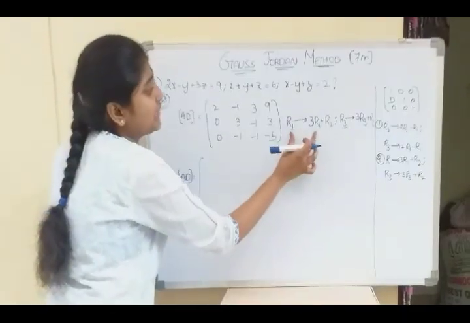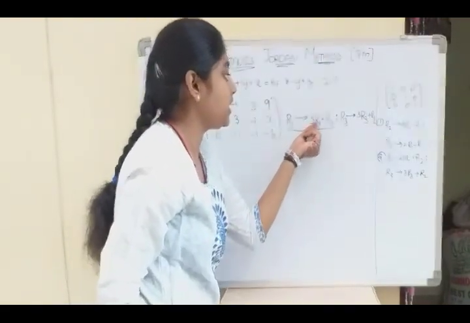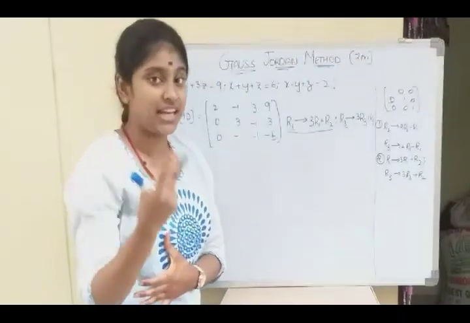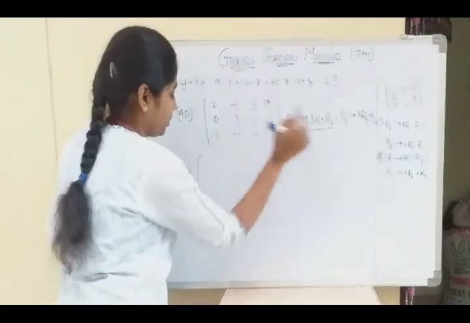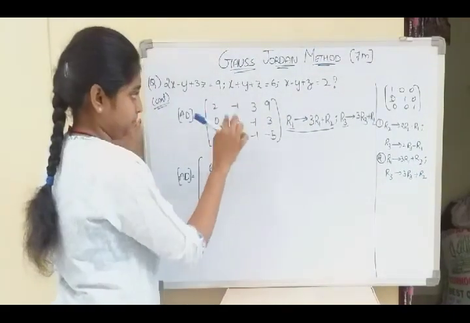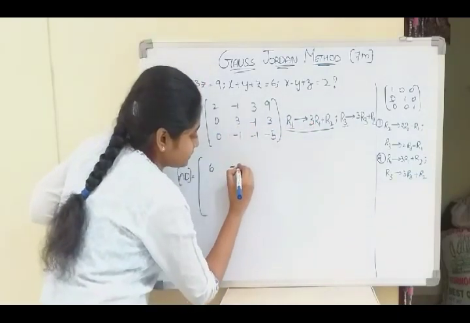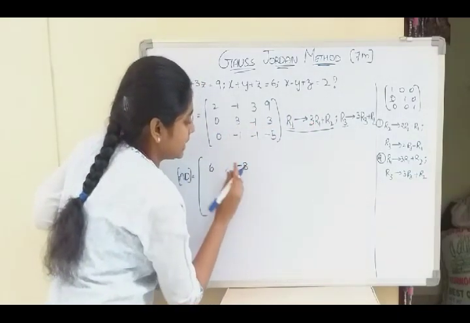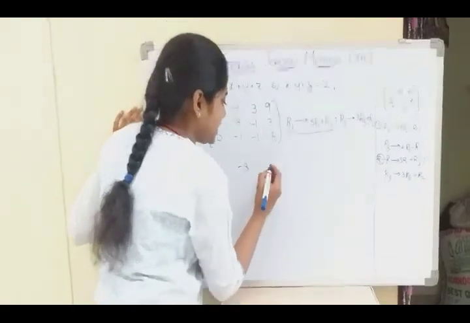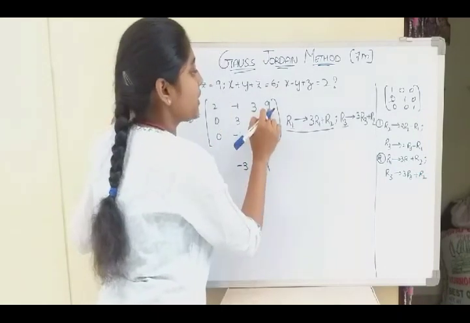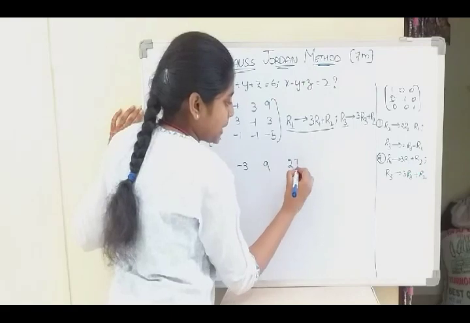Now taking the first part, this one we will do. So first, row 1 gives rise to 3 into row 1. So we need to multiply 3 to all the row 1 elements. So 2 into 3, 2 3s are 6. Minus 1 into 3, so minus 3. 3 into 3, it is 9, so 9 into 3, 3 9s are 27. Okay.